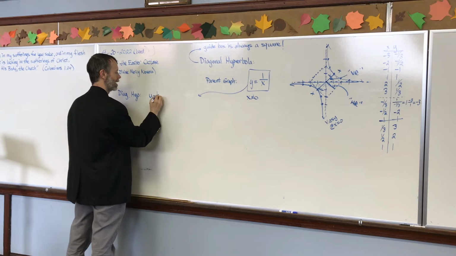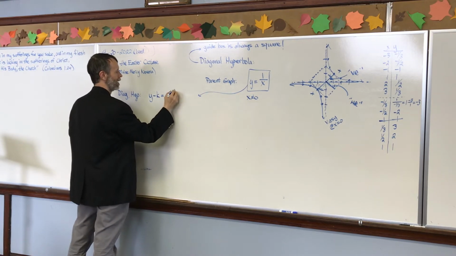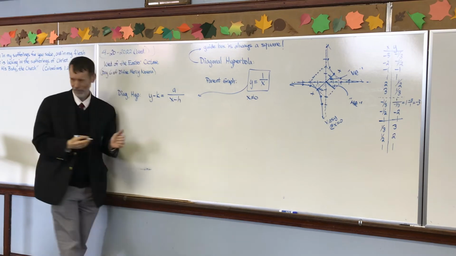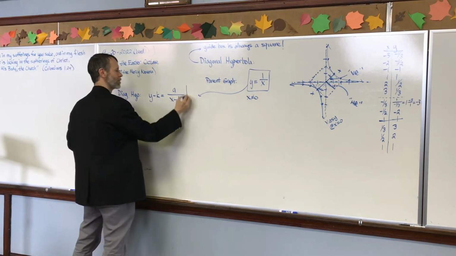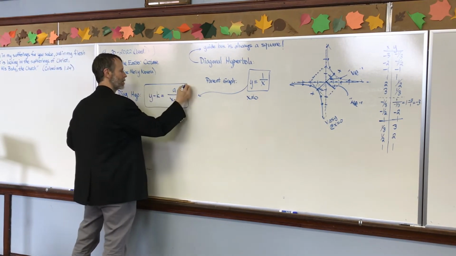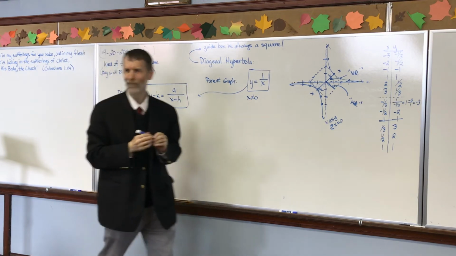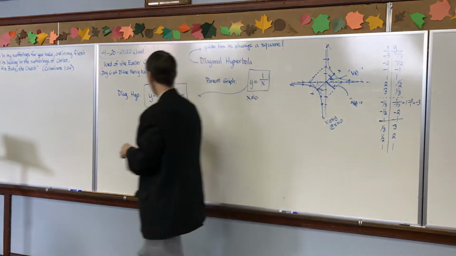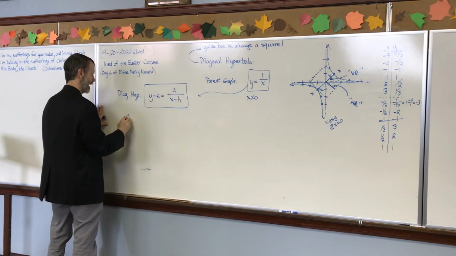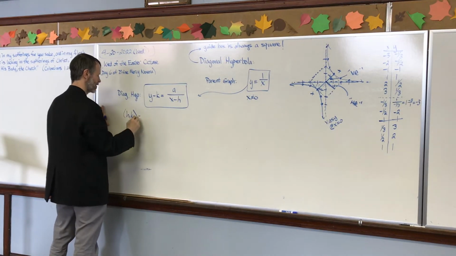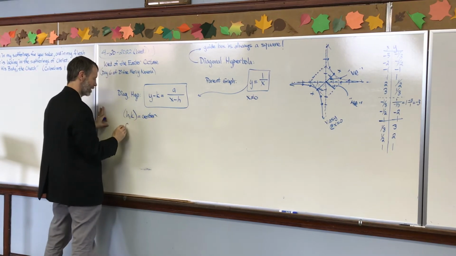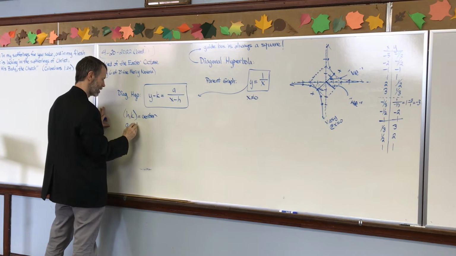y minus k equals a over x minus h. Please memorize that. That is the formula for a diagonal hyperbola, where h comma k is the center, and a is the height multiplier.